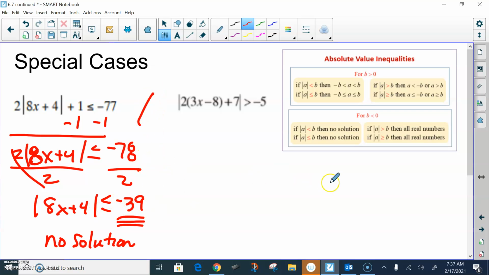Okay, and here's the second situation. You simplify it until you have only the absolute value, which in this case we do. And when is it going to be greater than a negative number? Always. Absolute value has to be a positive number. So this is when you say all real numbers.